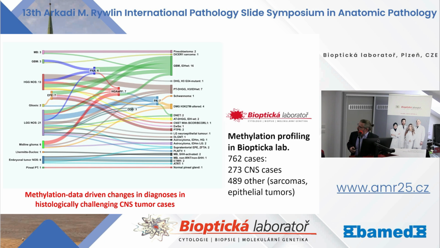So right now, I checked yesterday, we have 762 cases with methylation profiles in this lab, and this includes, in the minority of cases, actually CNS cases, and the majority are several sarcoma types, and we are playing with that and trying to develop a classifier even for epithelial tumors, including kidney and some other stuff.